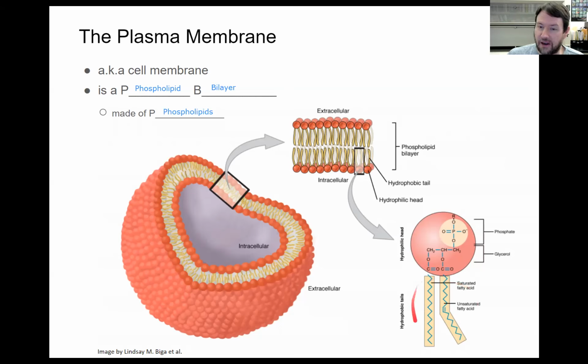So those are non-polar. So in this orientation, the hydrophilic heads orient either inward towards the cytoplasm or outwards towards the extracellular fluid. And then in between, we have these hydrophobic tails that can interact and form this hydrophobic barrier so that water can't easily move across it. And anything dissolved in that water can't easily move across it.